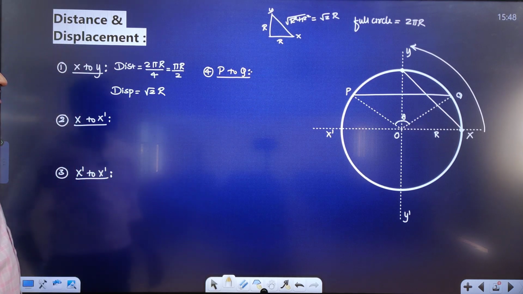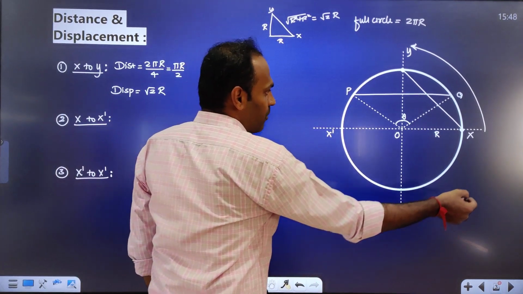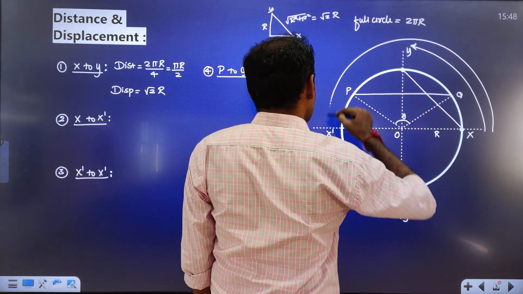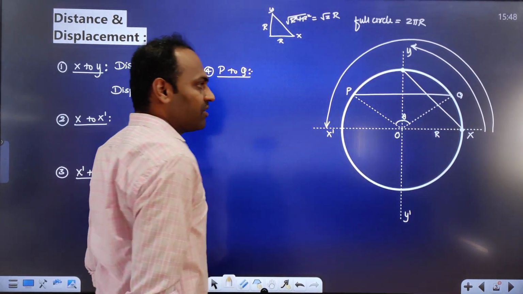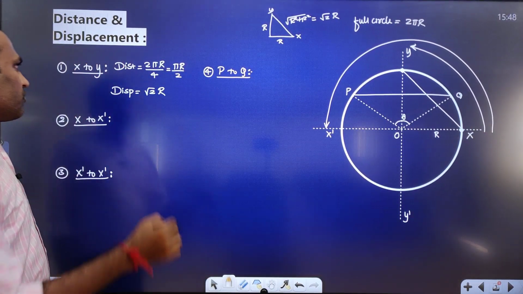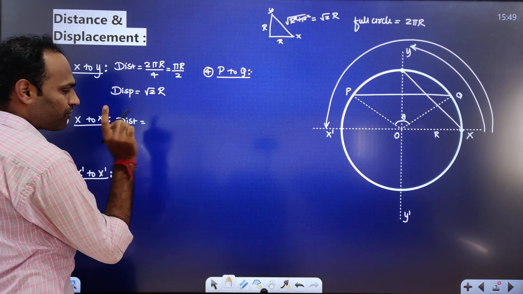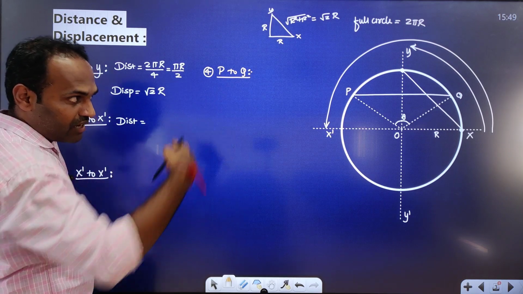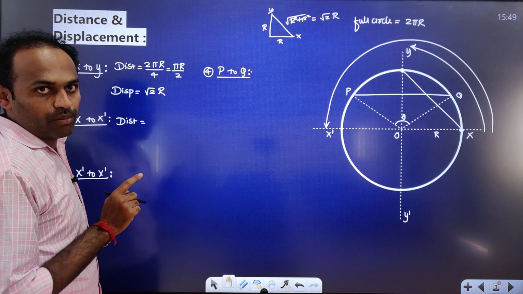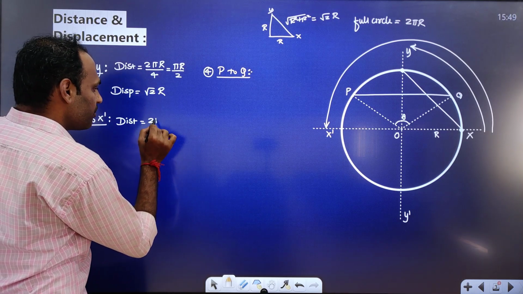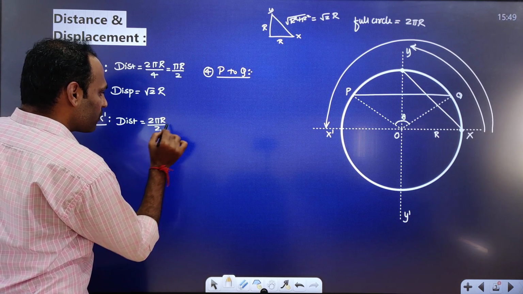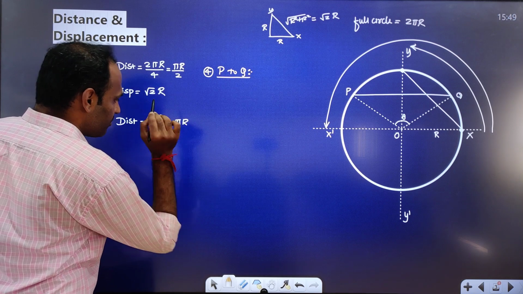Okay, next X to X dash. We are traveling from X to X dash. This is the initial position and this is the final position. We are traveling from X to X dash. Okay, when you are traveling from X to X dash, the distance will be equal to half of the circumference. We have traveled half a circle. Half revolution we have completed. So the distance will be circumference divided by 2. It will be equal to pi r. This much will be the distance.